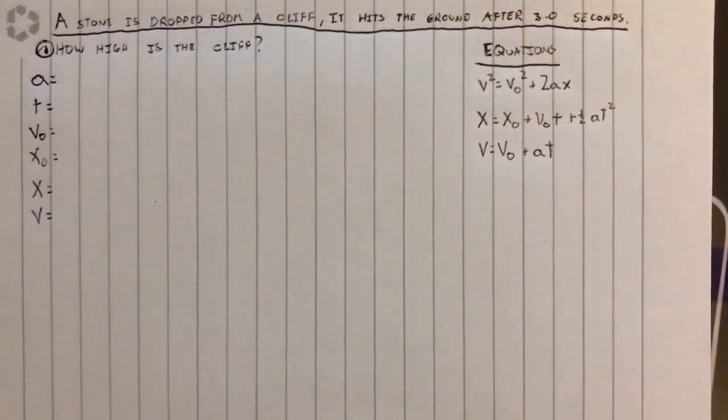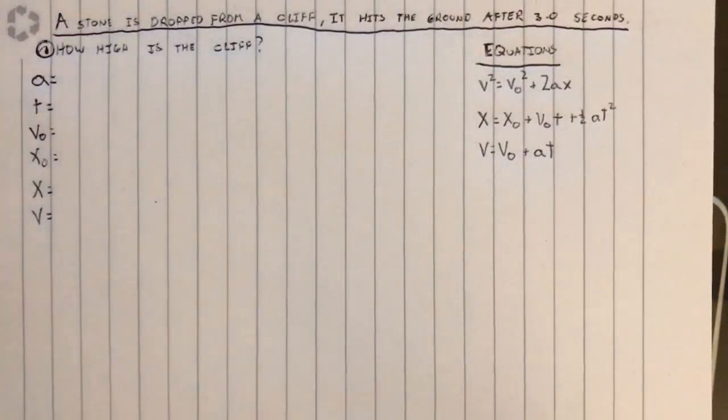In this episode, we're going to solve this physics problem. So we have a stone is dropped from a cliff and hits the ground after 3 seconds. First thing we want to figure out is how high is the cliff.